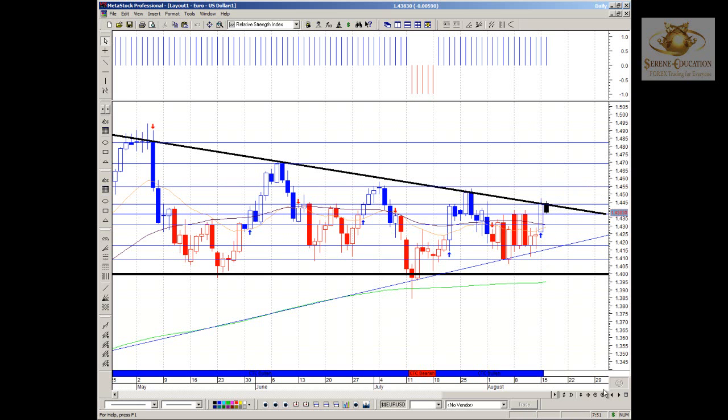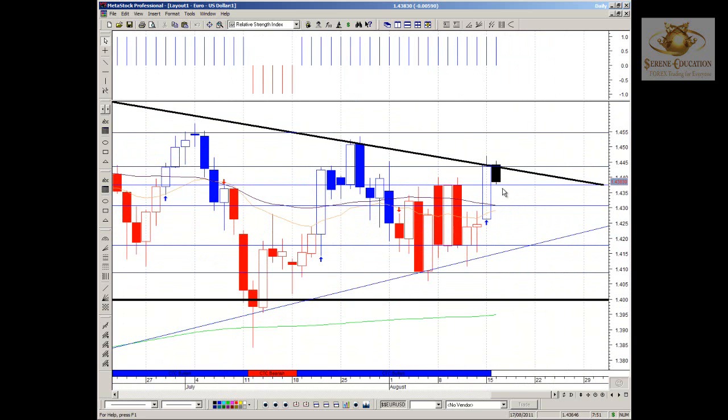A failure to do so, a failure to break higher, and it falls over, we have to see price at least staying above these highs, the previous highs that we saw here at 1.4377. A break below that would more than likely see price testing the 1.4300 mark quite soon.